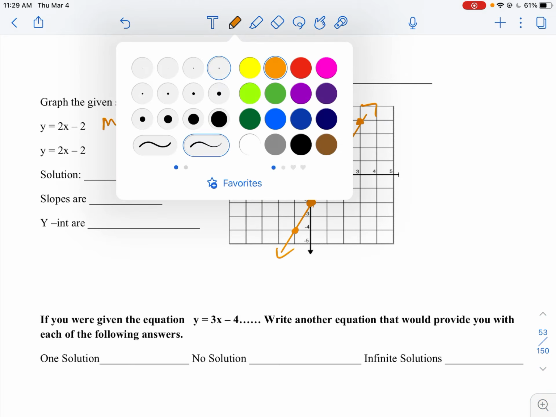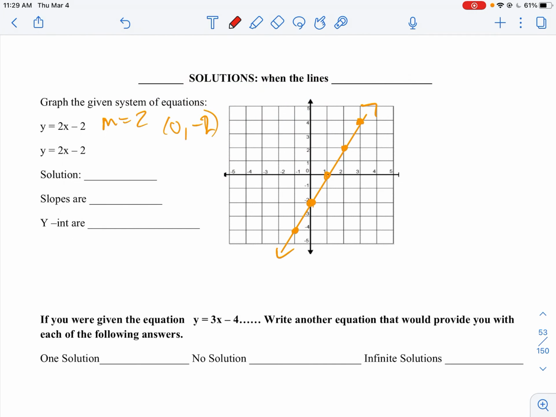If you notice, I'm going to use, actually, let's do green. There we go. Look at this. Slope is 2. Y-intercept is -2. So I go here, and I'm going to have the exact same line. Look at that. It's the exact same line.